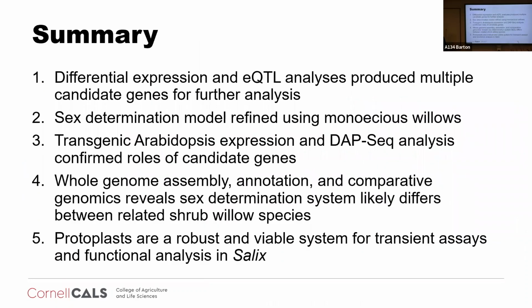So to summarize some of the results, we did differential expression and eQTL analysis to identify candidate sex determination genes. We used monoecious willows, crosses, and sequencing to refine our hypothesis. Then we did functional analysis on our candidate genes using expression in Arabidopsis and then DAPC. We conducted whole genome assembly and annotation of 11 shrub willow species, and found that the sex determination system likely differs between related species. And then lastly, we demonstrated that protoplasts are a viable system for functional genomic studies in willow.